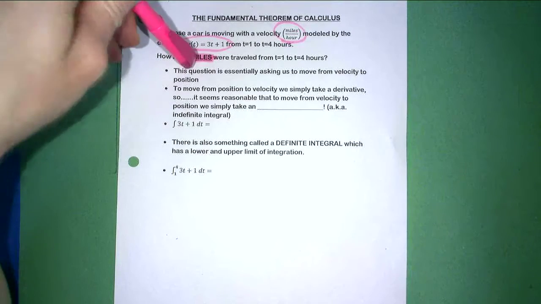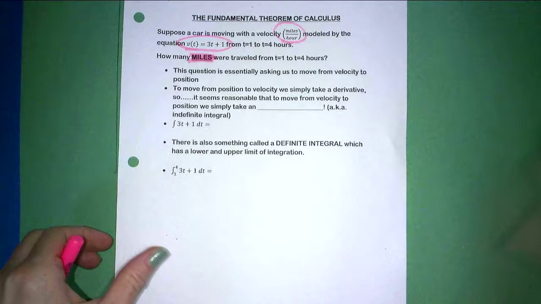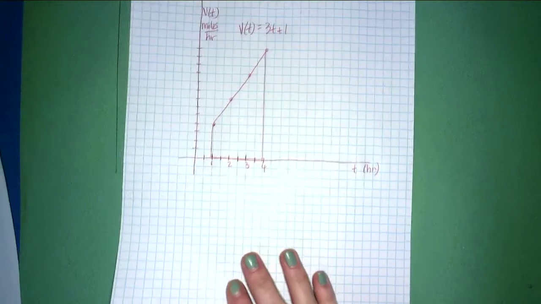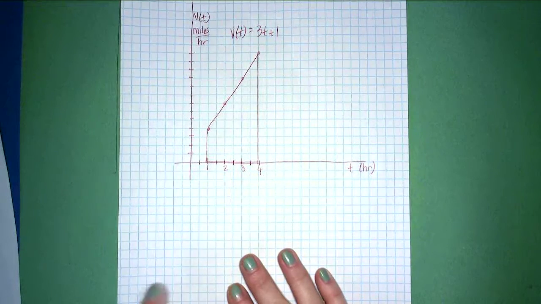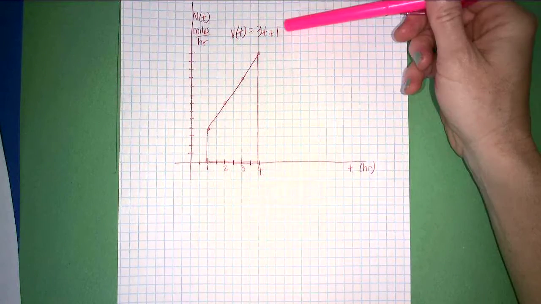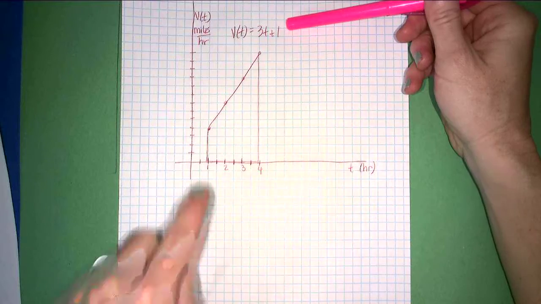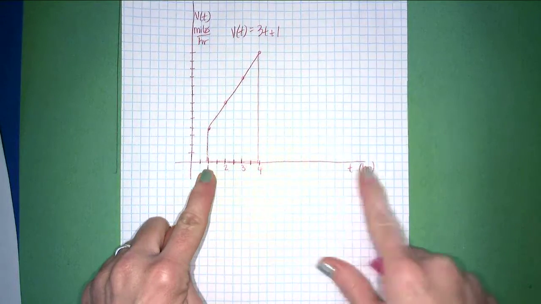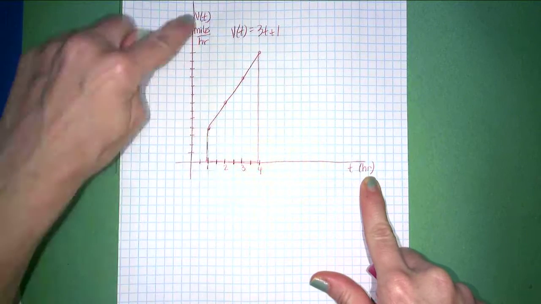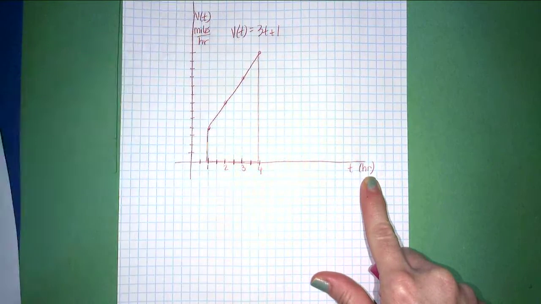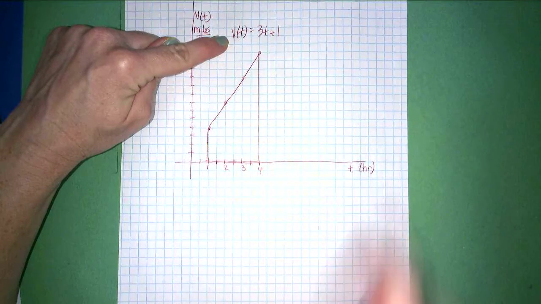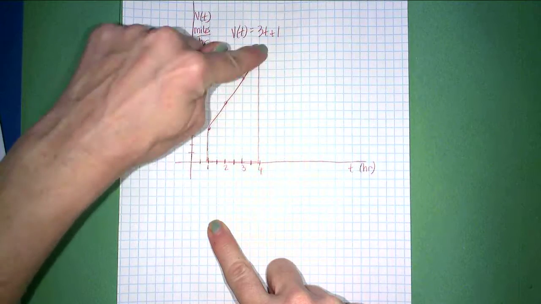So before I even start going through the rest of this, I actually want to show you this problem modeled on a graph. So what I did here is I graphed the linear velocity function, 3t plus 1, and I did that from 1 to 4 hours. So you can see my time is on the x-axis in hours. My velocity is on the y-axis in miles per hour, and I'm graphing the equation 3t plus 1. So this is the velocity graph from 1 to 4.